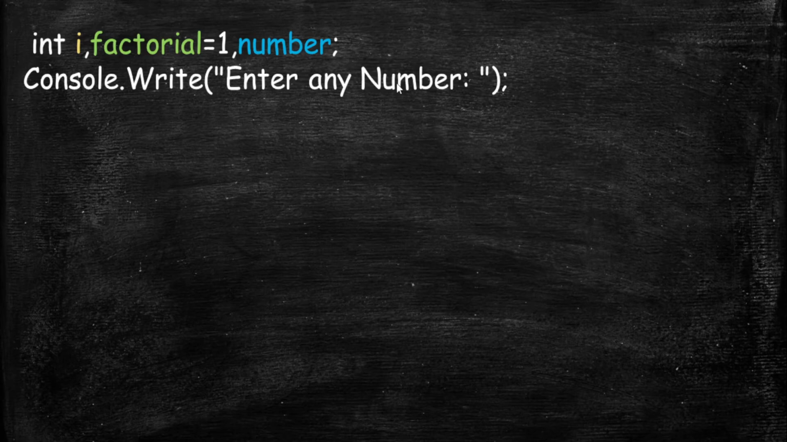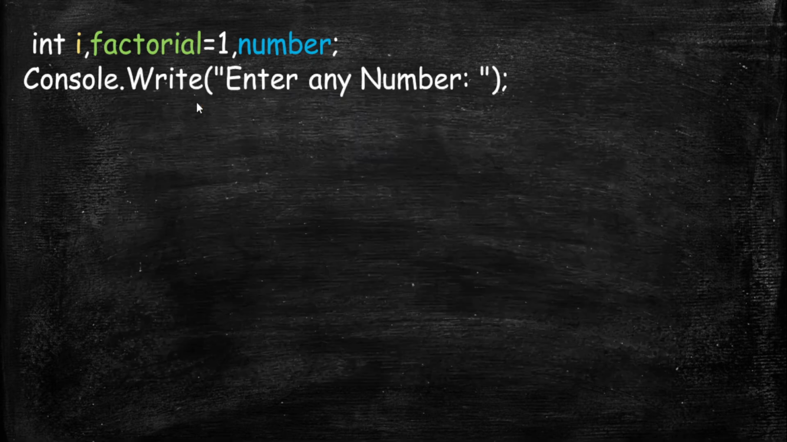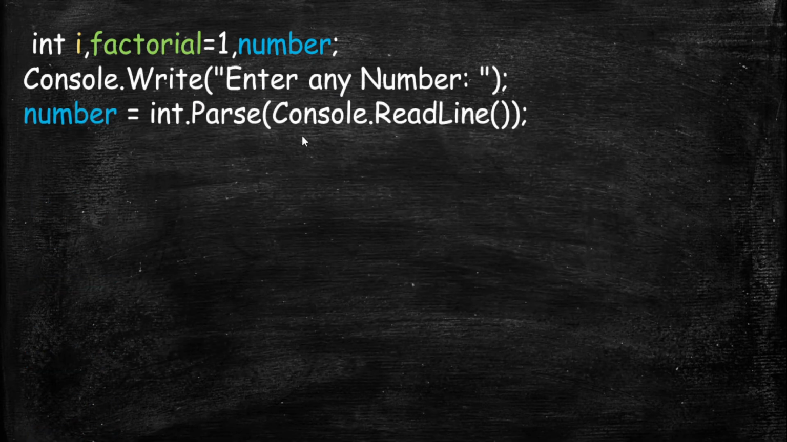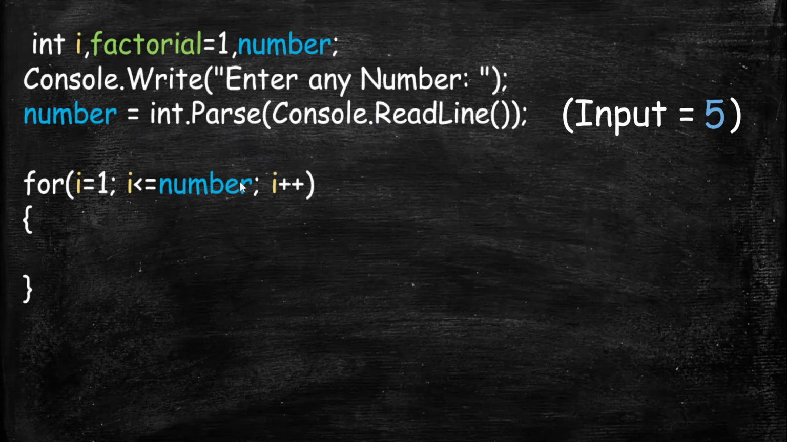Console.WriteLine, enter any number. This is the statement which is printed on the program. Then we are taking what the user has written using Console.ReadLine and converting it to an integer, and then storing it in the number variable. Then we have a for loop which uses the I variable, and it starts from 1 till the number. For example, if the user has entered 5 as the number, this loop will run 5 times.